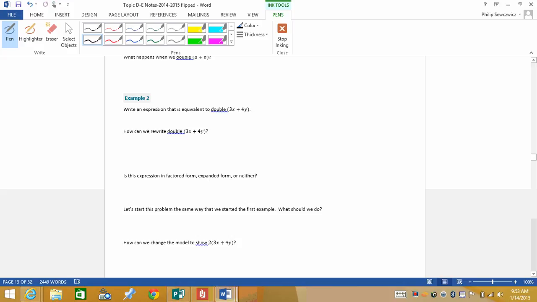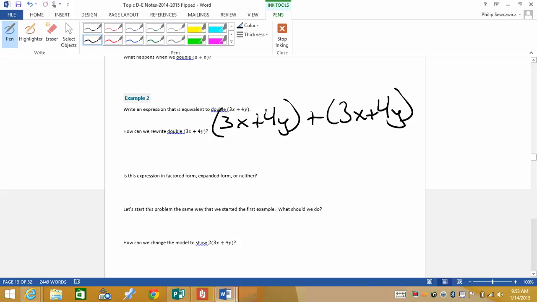So we're going to show you the visual approach here, and then certainly show you the algorithm so you can make your connection. So we want to write an expression that is equivalent to doubling 3x plus 4y. When we double something, there's a few different ways we can do it. One way is we can take what we've got, and to double it, we just simply add it all over again. That will double something because double means we have 2 of them. So how can we rewrite it? Well, the other way of doubling means to multiply by 2. So we could do 2 times 3x plus 4y.